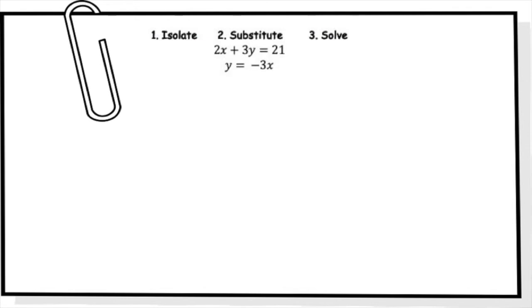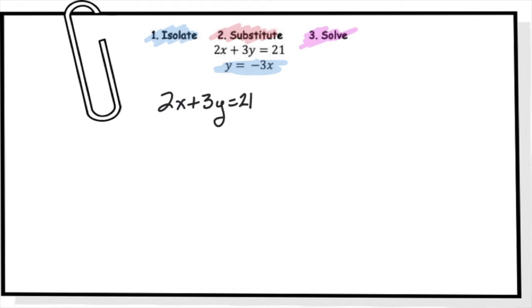So now we're going to look at a different problem. We are still going to follow our 3 ideas. First, isolate, then substitute, and at last, solve. Okay? So for our first step, we already have one of our variables isolated, y. And now we're going to focus on the substitution. So we're going to write our first equation, 2x plus 3y equals 21.